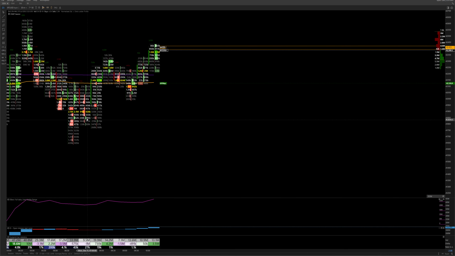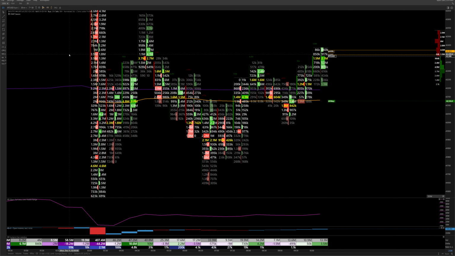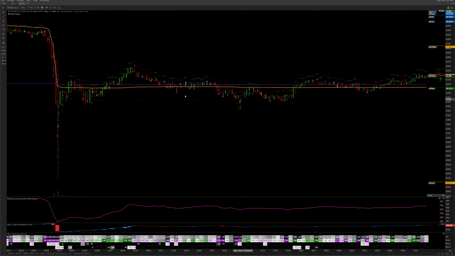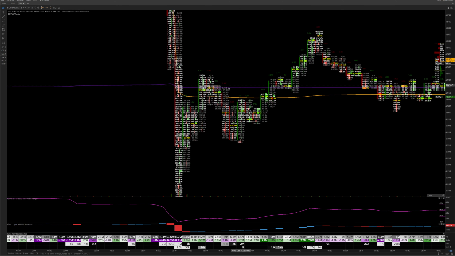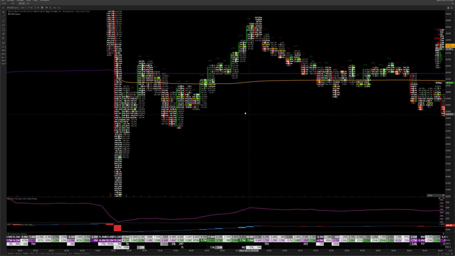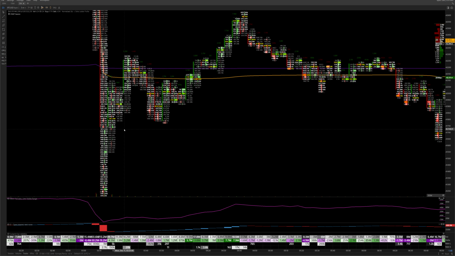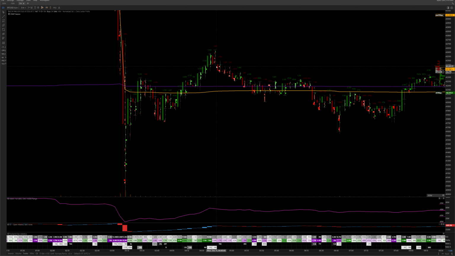Just look at this. 18 millions of new longs here. This is absolutely huge. Why can't I click the chart here? Okay. Well, this is a good demand really.